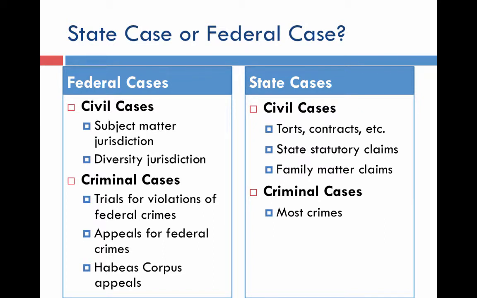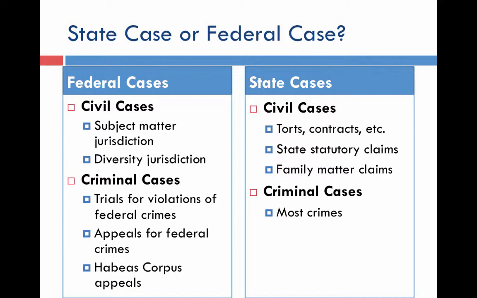So another way to divide up cases that enter our federal judicial system is based on whether they belong there at all or whether they belong in the state system. So civil cases on a federal level have to meet one of two criteria. Otherwise, they belong in the states. They're state cases. Civil cases either have to have subject matter jurisdiction or diversity jurisdiction.